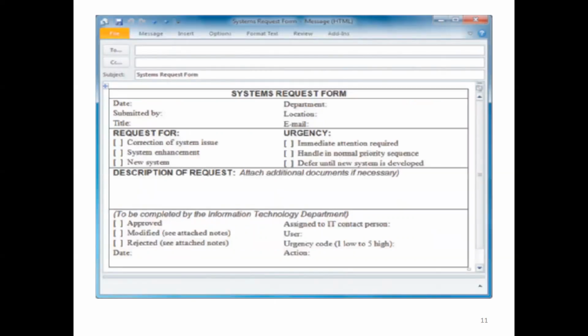When a system request form is received, a systems analyst or IT manager examines it to determine what IT resources are required for the preliminary investigation. A designated person or a committee then decides whether to proceed with the preliminary investigation or not.